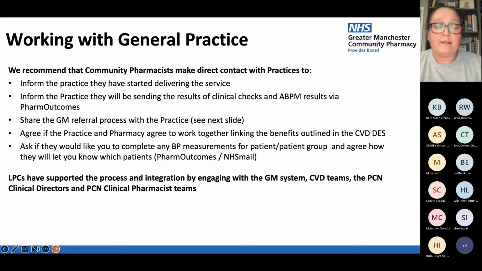We have done a lot of work, like Lovejeet said, at GM system level to engage the GM system and the GPs and the PCNs, but your input really is going to be vital to the success of this service, especially around that referral pathway from general practice.